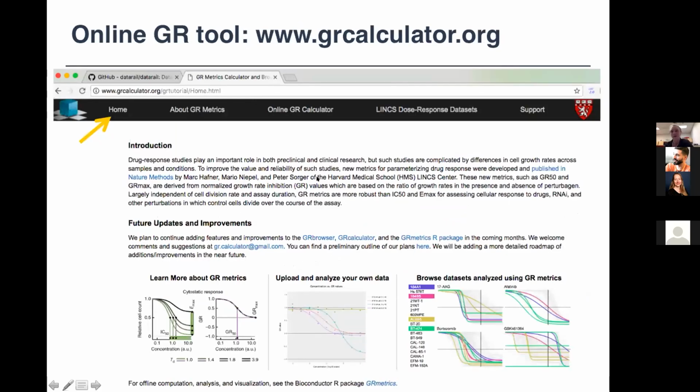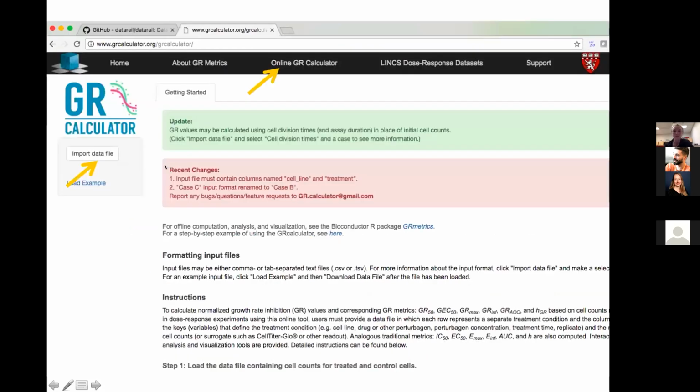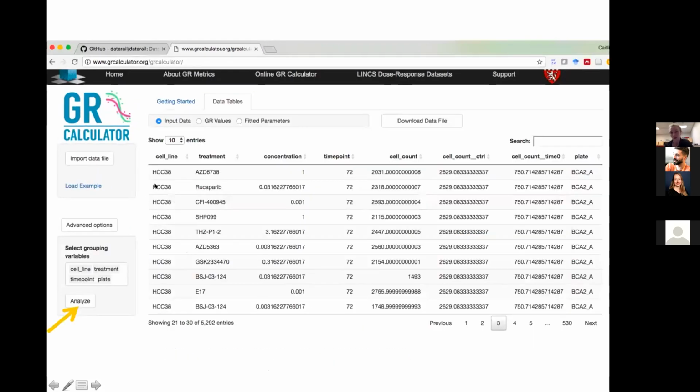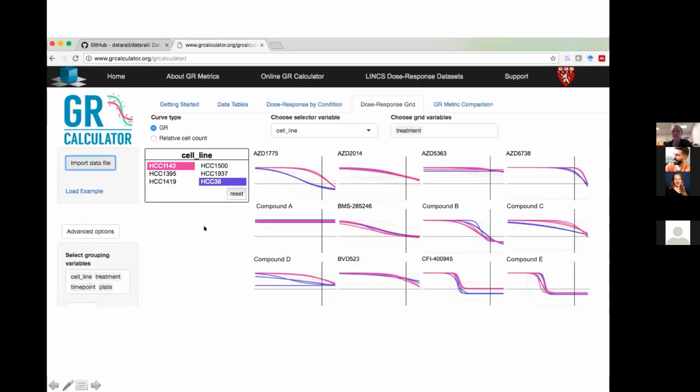Okay, so that really summarizes the tools that are available, the assays that we run. But if you already have data that you've generated in other ways and you just want to see what they look like in GR space, there's an online tool. I think Peter also mentioned this morning at grcalculator.org, where you can import your data and it will output GR values for you and some plots. You can also browse existing data sets and play around with looking at different cell lines and cell treatments that we've looked at in the HMS LINCS Center.